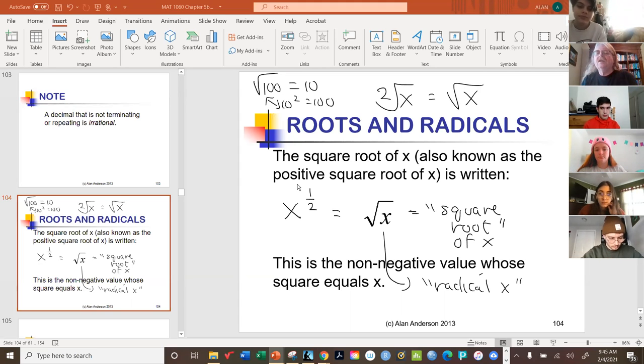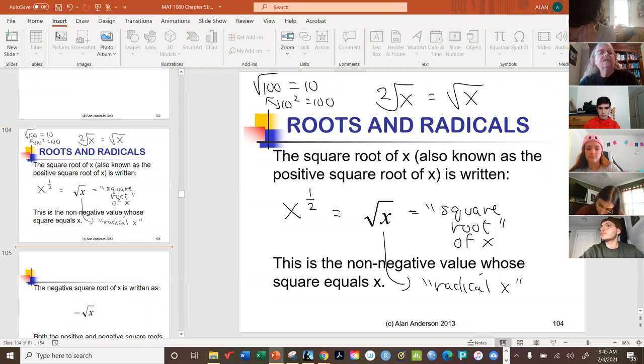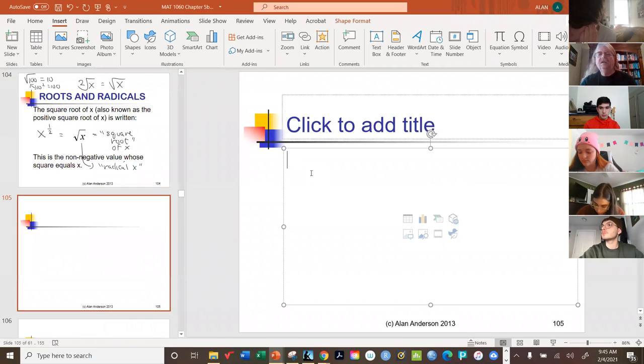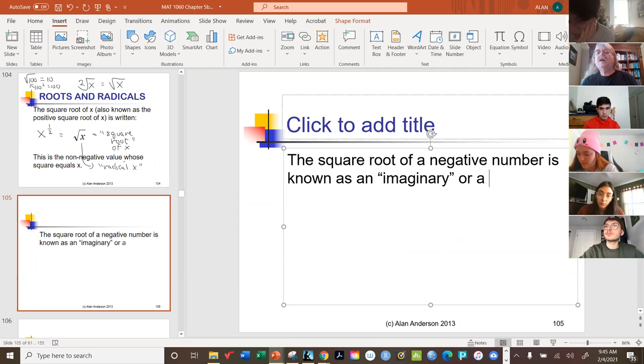Okay, so now, here's a good question for you. As I mentioned in the video, what happens if you take the square root of a negative number? It becomes i. We mentioned this, I believe, the other day. i is an imaginary number. The square root of a negative number is known as an imaginary number, but sometimes it's called a complex number. You do hear that as well. And so in principle, it's not defined.